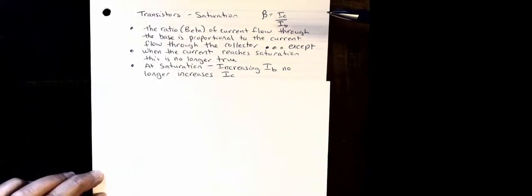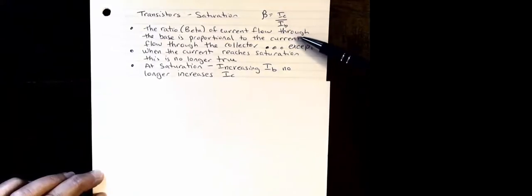Now, saturation means that at some point, you just can't sustain this. So you can keep reducing the size of the resistor in the base, which means the current would go up, but there just isn't going to be enough voltage to give you a proportional current through the collector. So let's look at this.